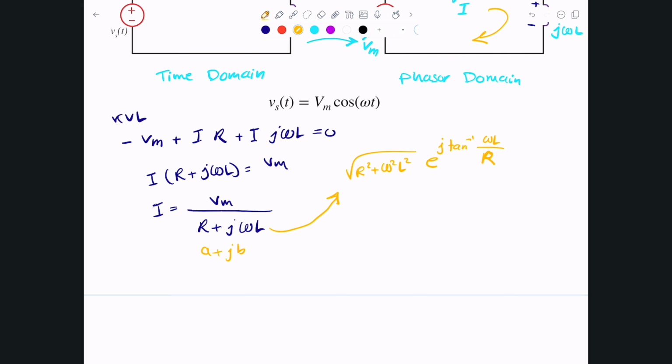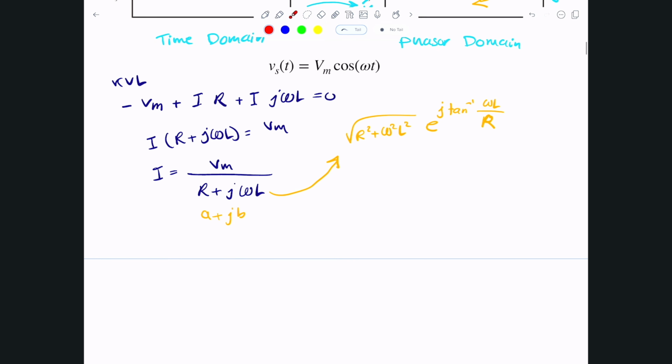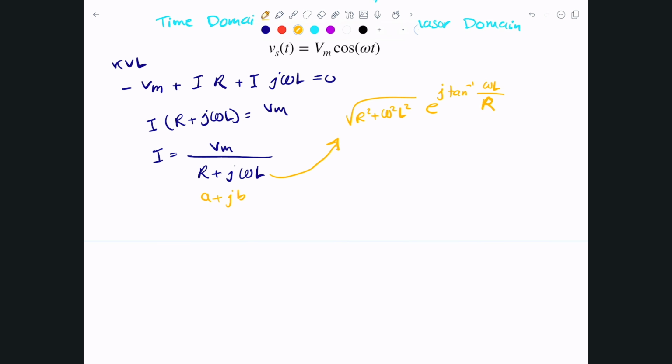Even if you don't remember complex numbers, I just want you to remember the following. We have some sort of rectangular format, and we're going to convert it to polar format. I'll review complex numbers in a separate video for those of you that do not remember. For now, I'll rewrite this original one here. I is simply V_m divided by the same number, but represented in a different format: the square root of R squared plus ω squared L squared, e to the j tangent inverse of ωL divided by R.